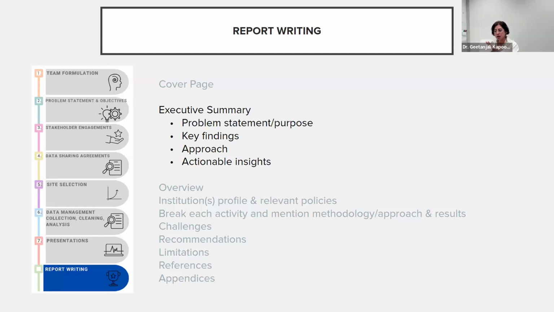So you will talk about the purpose. Why was this entire surveillance program done? You can also use another term like problem statement. And then talk about the key findings, just the top level key findings. You don't have to get into too much detail in the executive summary. Maybe 4 to 5 key findings can be mentioned there. And also the approach that was adopted.